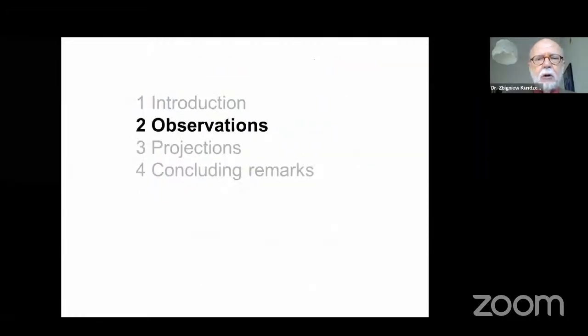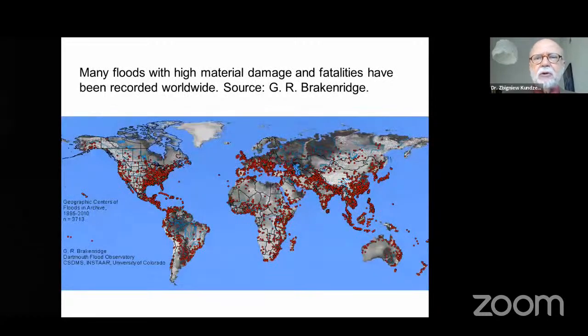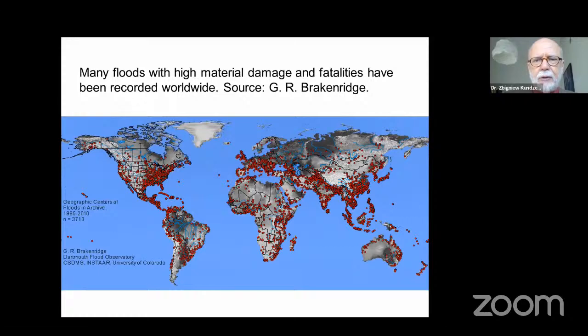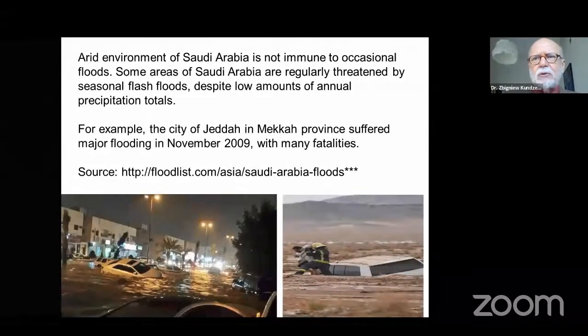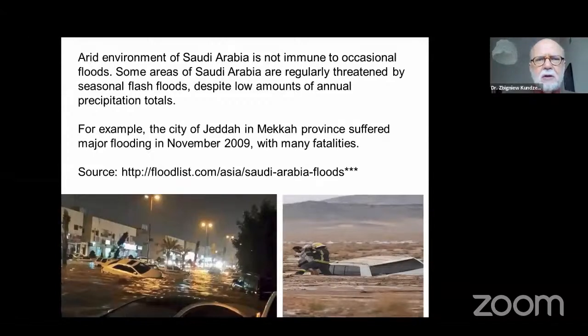Observations, the other part of my talk. Many floods with high material damage and fatalities have been recorded worldwide. And you see there have been many floods in the Arabian Peninsula. The arid environment of Saudi Arabia is not immune to occasional floods. Some areas of Saudi Arabia are regularly threatened by seasonal flash floods, despite low amounts of annual precipitation totals. For instance, the city of Jeddah in Mecca province suffered major flooding in November 2009, with many fatalities.